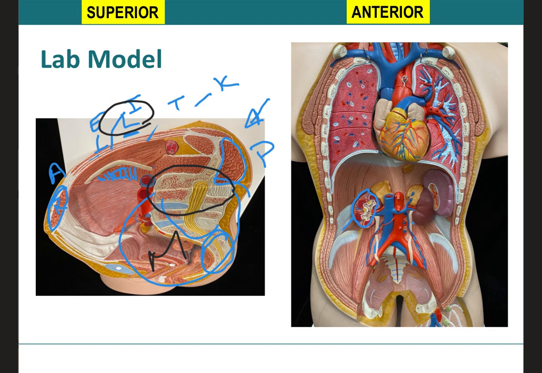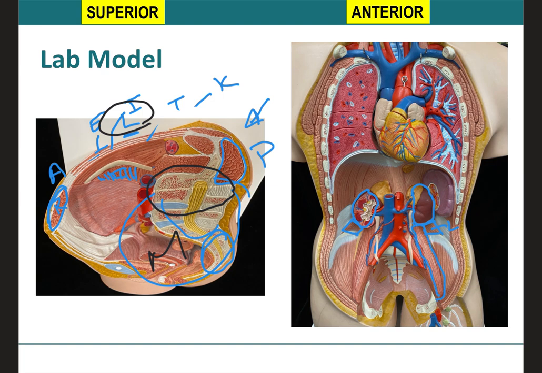And notice how the quadratus lumborum is going to be lateral to the kidney and posterior to the kidney. I don't know if you guys can realize, but the kidney sticks out a little bit more anterior and the quadratus lumborum is posterior to it, but it's more lateral compared to the psoas major, which is medial.